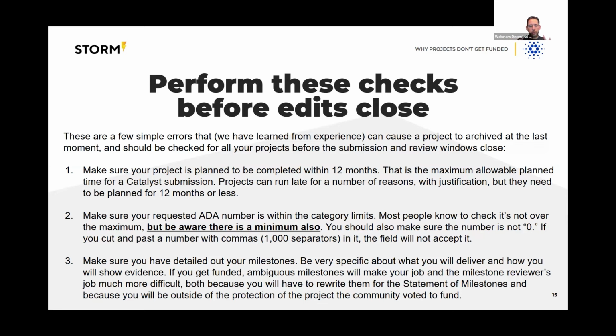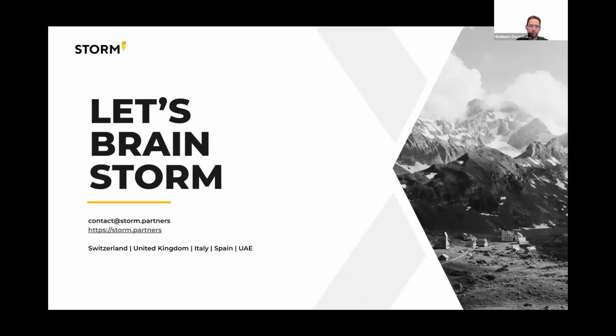So make sure that you look at projects that were actually completed, look at the milestones of projects that were actually completed, and make sure that you have a statement of milestones that can just be cut and pasted from your proposal straight into the milestones tool. And that is going to save both you and the community reviewers a lot of pain when it comes to the execution of your project.